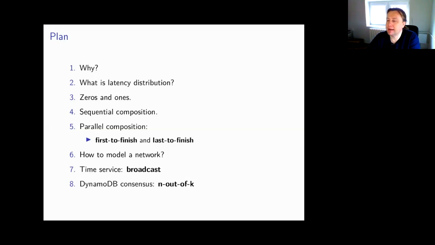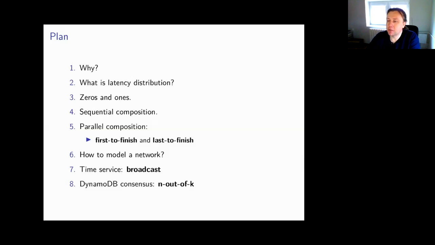We have two main parallel compositions that we care about that we will use to build more complex behaviors from. First is first to finish, and the second is last to finish. It's like conjunction and alternative in Boolean logic.